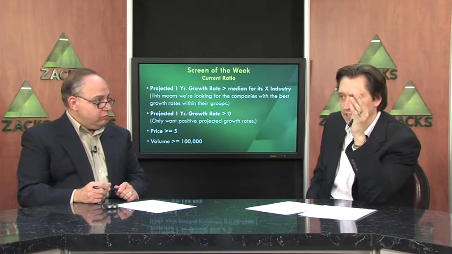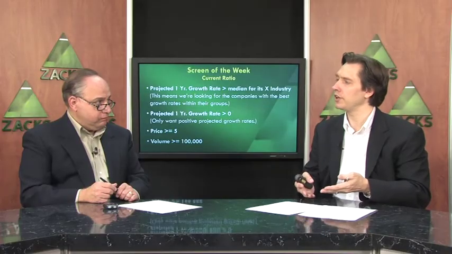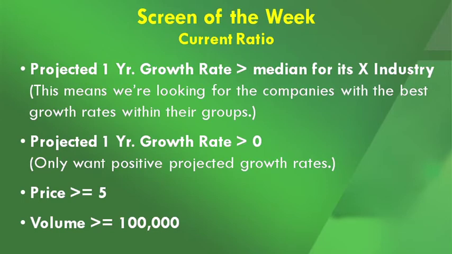Then we want to make sure that these companies not only have a good financial position, but that there are good growth rates looking out into the future. So we're looking for companies with a projected one-year growth rate greater than the median for its expanded industry. Once again, looking for companies better than their peers within their groups, right? And we also want to make sure that these growth rates are positive. It's one thing having a projected growth rate better than your peers, but if you're negative, I'm not interested. So they still have to have a positive growth rate, and I really do believe that it's important to look at this, especially as we enter into the Q2 earnings season. Now, all of these parameters are applied to companies that are trading over $5 and that trade at least 100,000 shares on a daily basis.